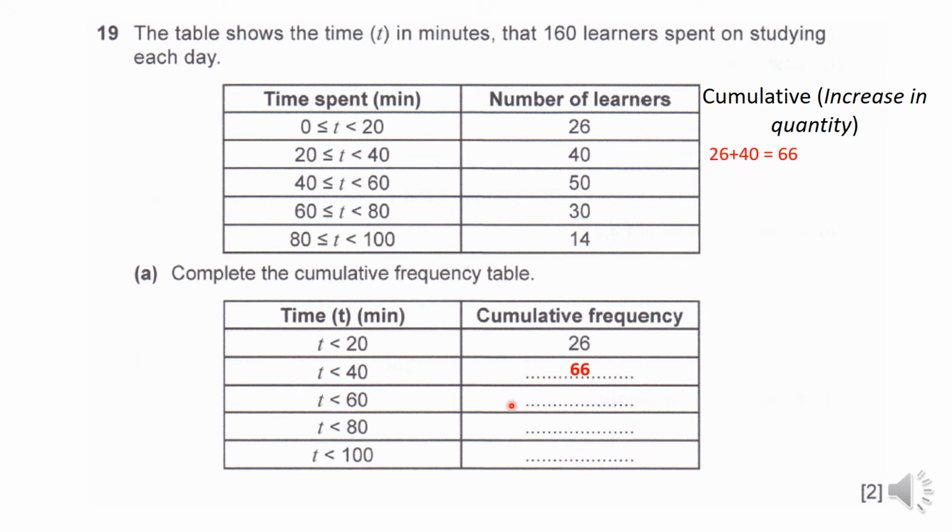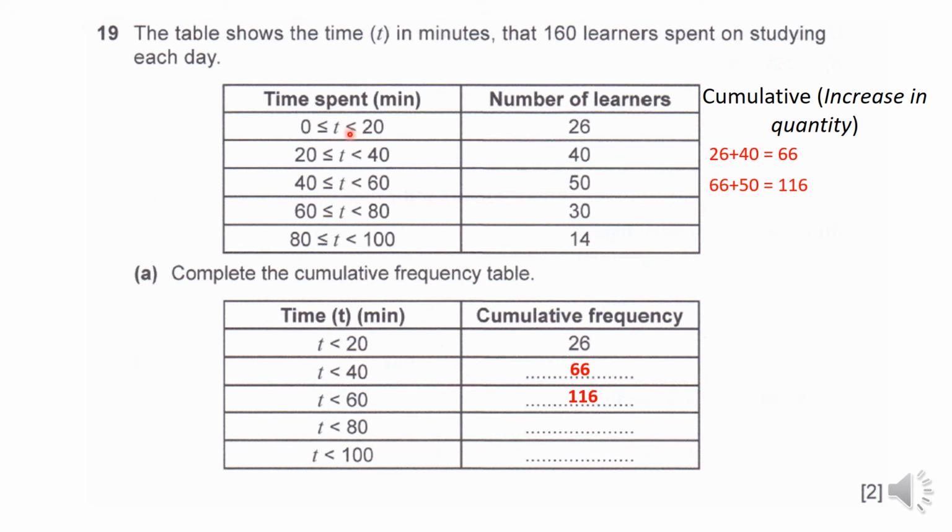Those learners are the learners who spend less than 40 minutes. How many learners, because it accumulates, so you add it as it goes. How many learners spend less than 60 minutes? The total number of learners who spend less than 60 is 26 plus 40, which we know is 66, plus this 50 as well. So all 116 of them, all these three, spend less than 60 minutes.